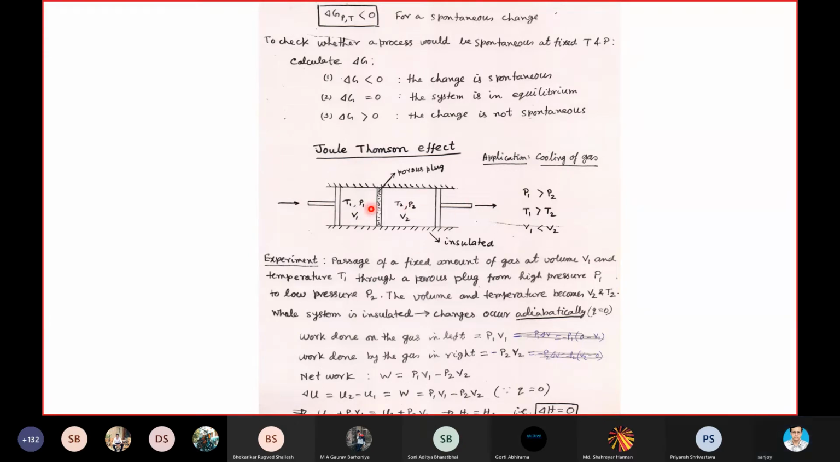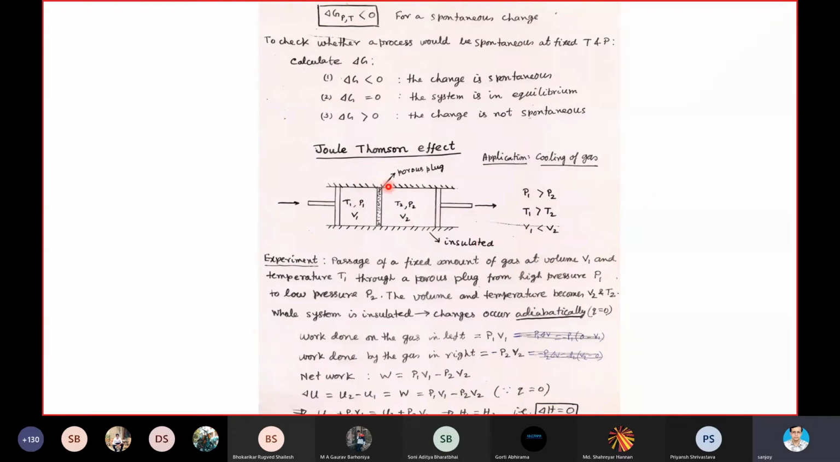Why will this expansion happen? Because pressure P2 is always kept below P1, therefore the gas is going from high pressure to low pressure. On the right hand side, suppose the temperature and volume are T2 and V2. You know that V2 must be greater than V1, and our observation shows that T2 is lower than T1. We will show why this temperature becomes low on expansion.